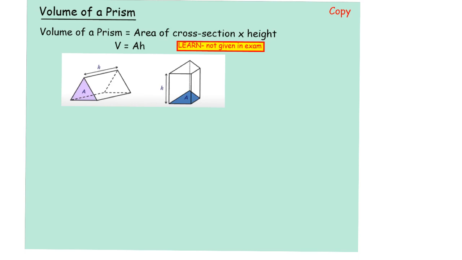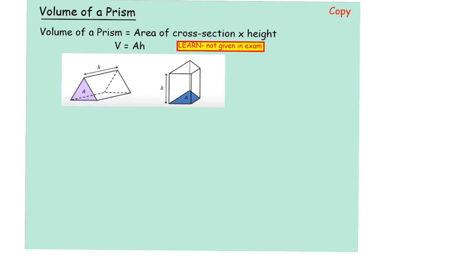Okay, so first of all, the formula for the volume of a prism is you need to take the area of its cross section, so the slice in effect, and times it by the height of the prism. Sometimes it's called the height, sometimes it's called the length. We're going to call it the height. Now this formula is not given to you in any exam, so you need to know this off by heart, that if you're asked to find the volume of any prism, you need to find the area of the end of it and times it by the height.